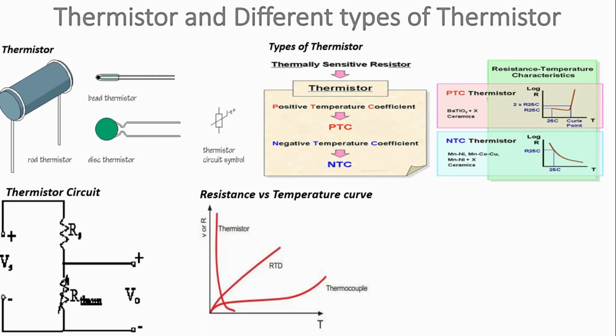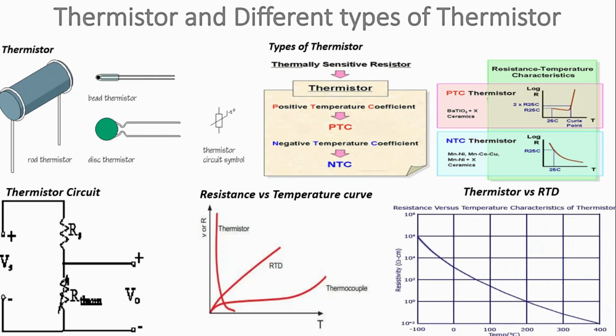Now we will also see the difference between thermistors and resistance temperature detectors, that is RTDs, and the diagram or the characteristic curve is shown in the presentation. Both devices work on the same principle: a constant current flows through the resistor, and its changing resistance due to change in temperature is measured as a voltage drop across it.